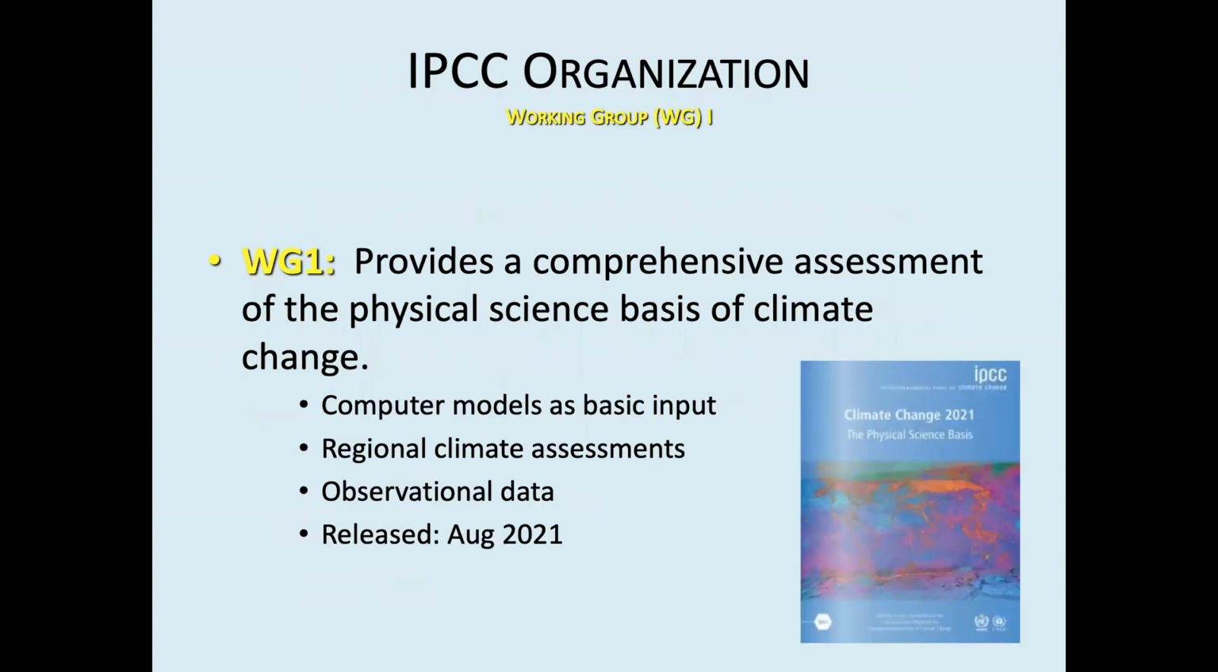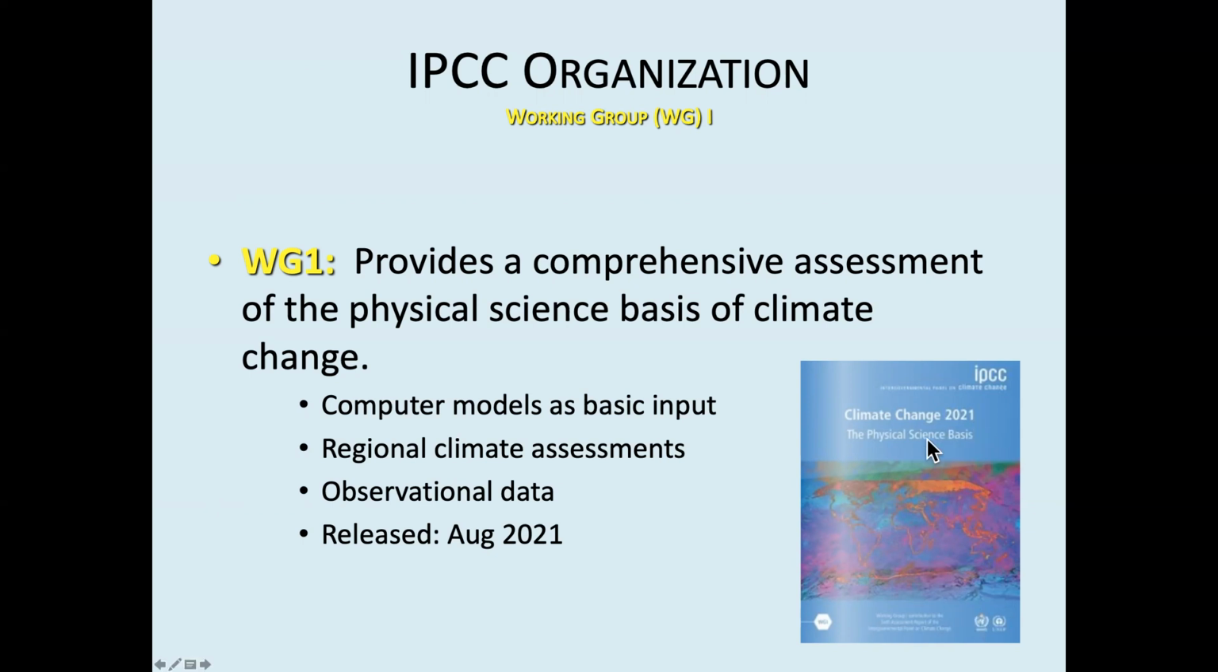The first one is the one that was actually updated in August 2021. As of the making of this video, this is not fully complete, but it is definitely more complete than the other two that follow. So the first working group, or working group 1, is the one that focuses on the actual hardcore science, the physical basis for climate change. And so they run computer models, they provide assessments about regional climates, and it's based on observational data collected at thousands of worldwide locations and ocean locations as well.